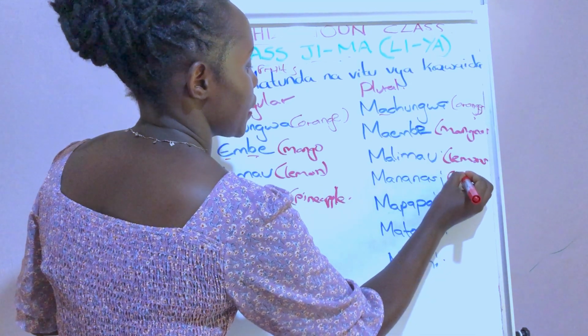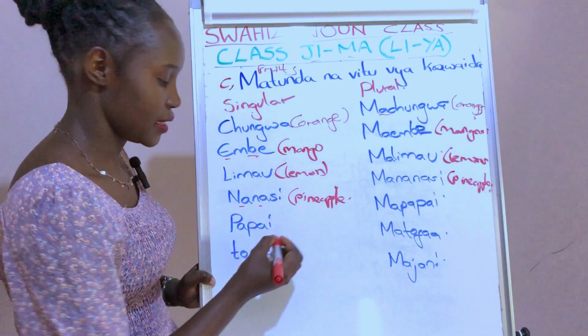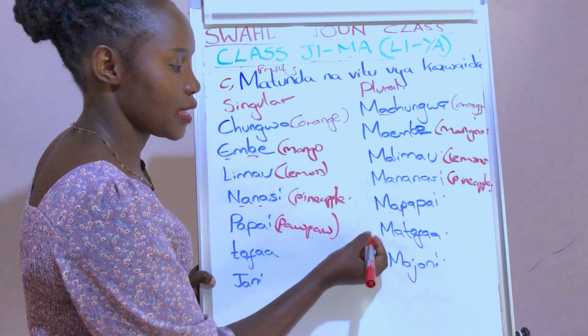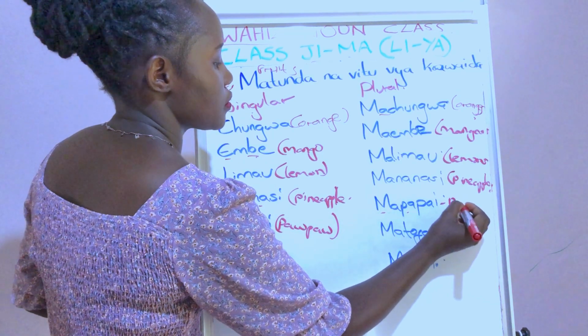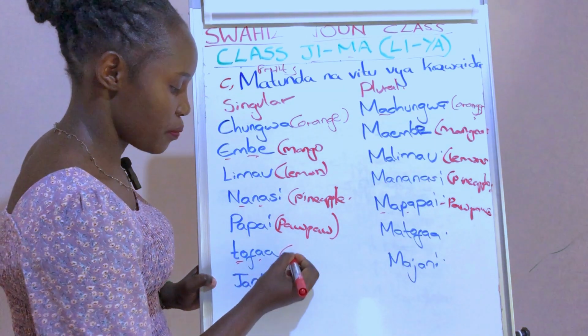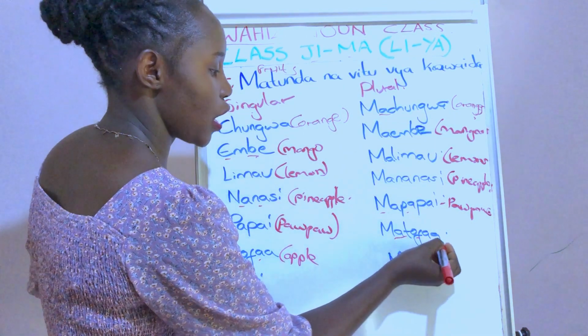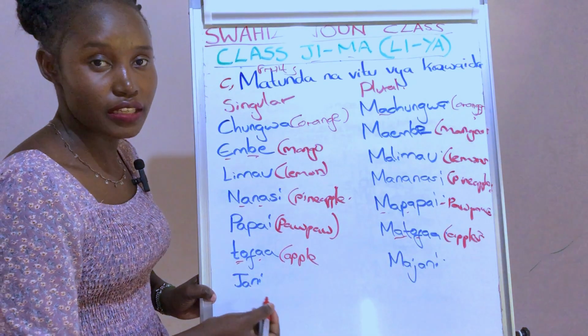Mananasi for pineapples. Then we have papai. Papai, this is a pawpaw. In plural we say mapapai. Mapapai for pawpaws. Then here we have tofa. Tofa, an apple. In plural matofa. Matofa for apples.